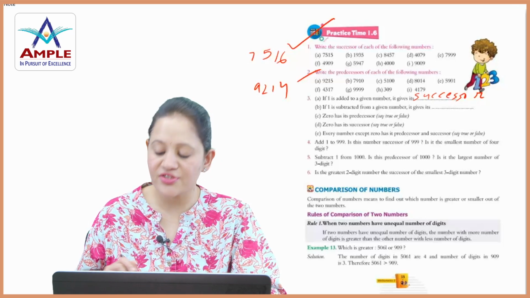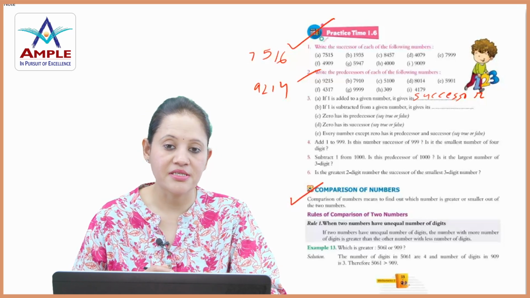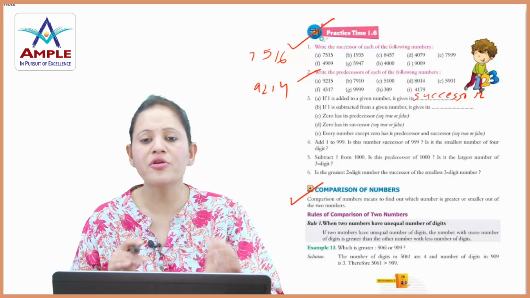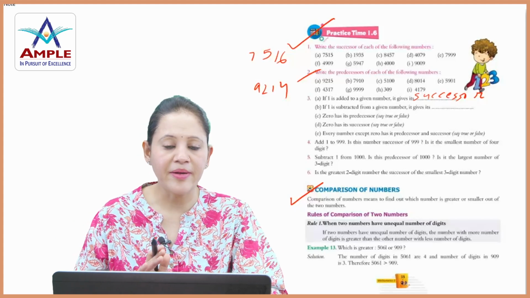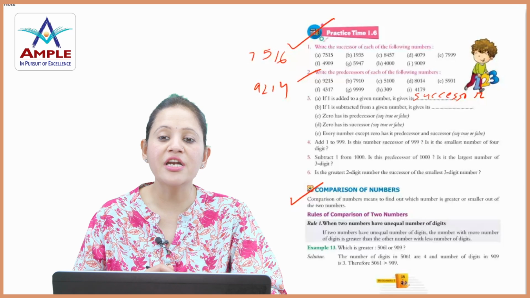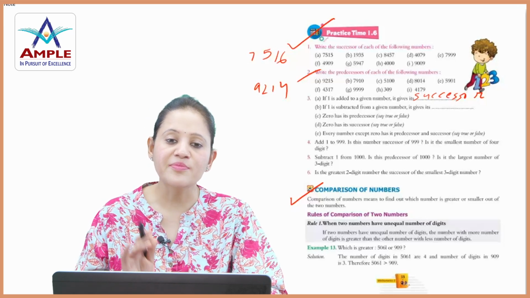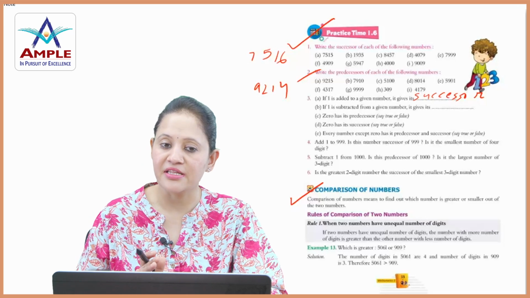Next is comparison of numbers. Now, we will learn how to compare the numbers. Which one is greater, which one is smaller, or are they equal? By comparing, we can know that. Comparison of the numbers means to find out which number is greater or smaller out of the two numbers. There are some rules which we have to follow while comparing the numbers.